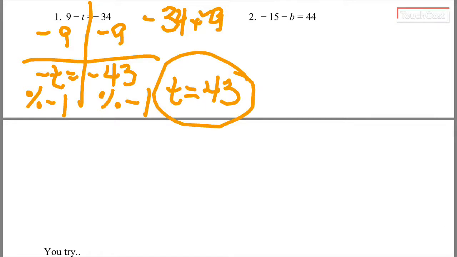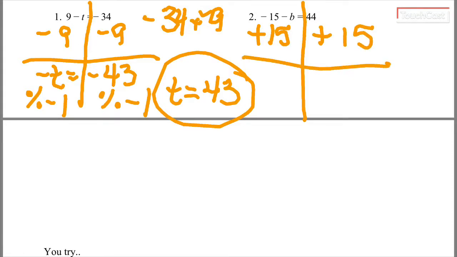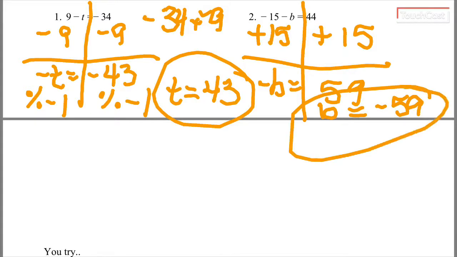Okay, let's try it again on this side. Add 15 to both sides because the 15 is negative, so that ends up being 59. Negative b equals 59. Well, again, we don't care about negative b, we only care about b, so b is equal to negative 59. Okay, good job.